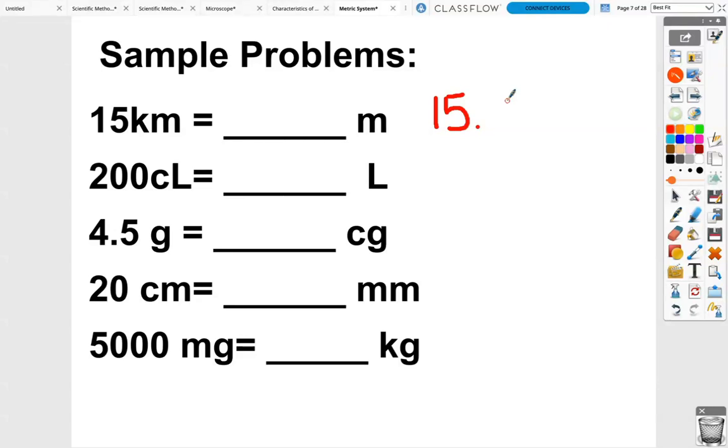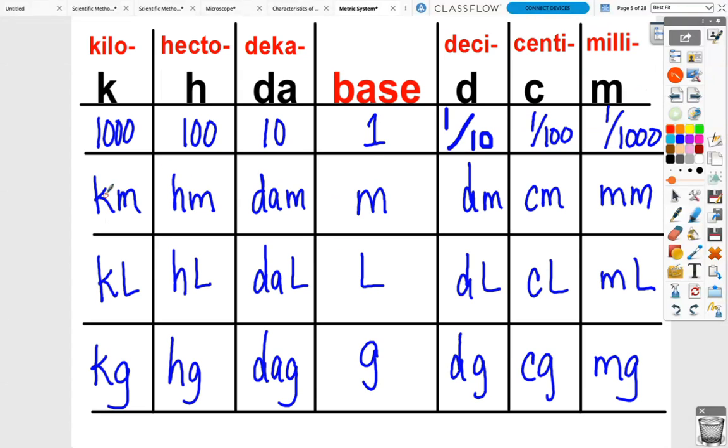So I'm going to go back to the chart and just show you what we're talking about here. We're going from kilometers to meters. So on my chart, I'm going to start here with kilometers and go to meters. Then I'm going to count how many hops it takes to get to my desired measurement. From kilometers to meters, I'm going to go 1, 2, and now 3, and it took 3 hops to the right.